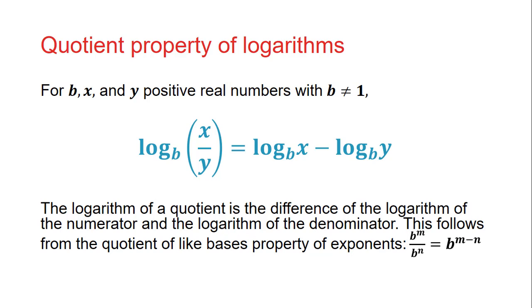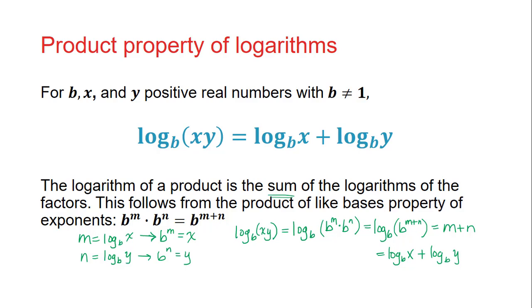Now the quotient property of logarithms states that if I have b, x, and y positive real numbers with b not equal to 1, log to the base b of x over y is equal to log to the base b of x minus the log to the base b of y. And this shows us that the log of a quotient is the difference of the logarithm of the numerator and the logarithm of the denominator. This follows from the quotient of like bases property of exponents. You remember that if you have b to the m divided by b to the n, that is equivalent to b to the m minus n.